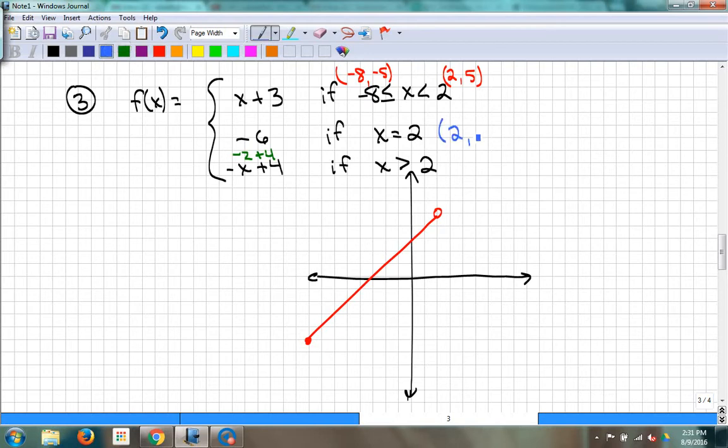It's the point (2, -6). So I'll go to (2, -6). Dot filled in because it's equals, and it's only a dot because it's an equals. We're not going to extend that to be a horizontal line because it's just that 1 point.